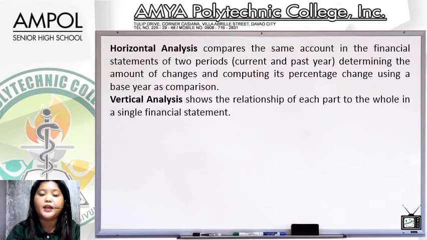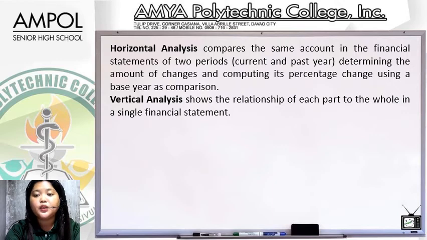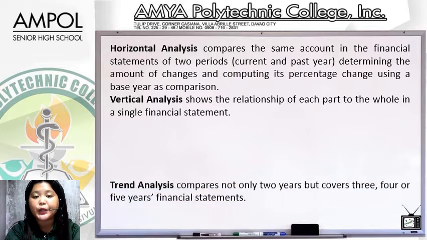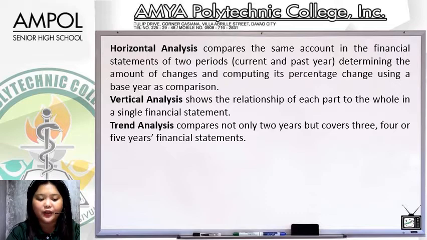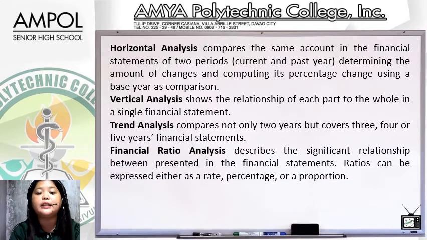And then the second is the vertical analysis. This shows the relationship of each part to the whole in a single financial statement. The third one is the trend analysis. This trend analysis compares not only 2 years but covers 3, 4, or 5 years of financial statements. And the fourth one is the financial ratio analysis, which describes the significant relationships presented in the financial statements. Ratios can be expressed either as a rate, percentage, or a proportion.